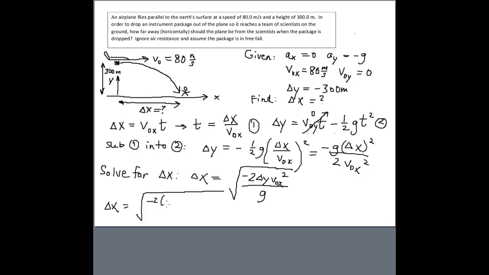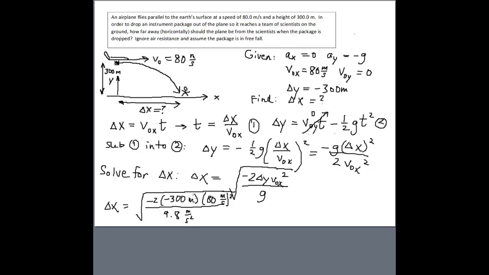Negative 2. If that minus sign is bothering you, remember that delta y is negative 300, and so we can plug that in. Negative 300 meters. And then we've got v0x squared, so that's 80 meters per second, quantity squared, all under the square root, divided by the familiar 9.8 meters per second squared.